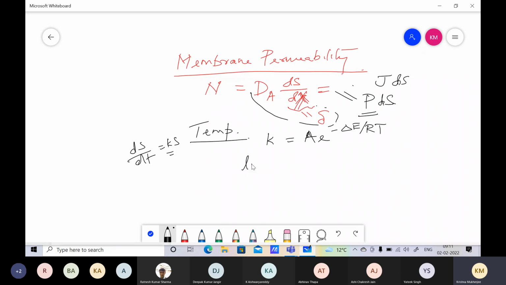And therefore, the plot of ln k, which is equal to ln A minus, sorry, actually this is minus delta E by RT. So a plot of 1 by T versus ln k will get you the slope, which gives delta E, and that is the activation energy.